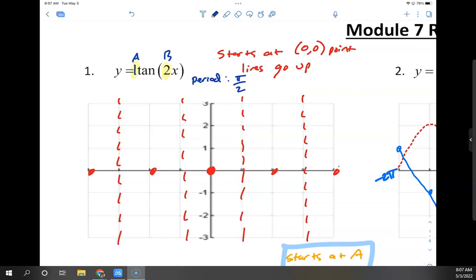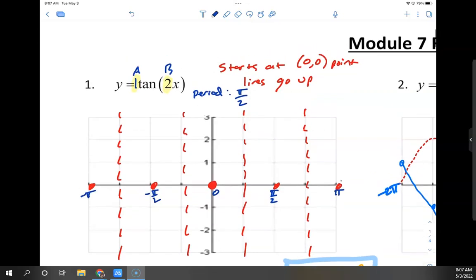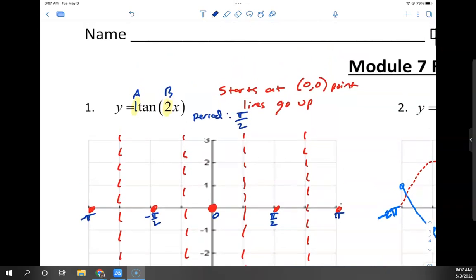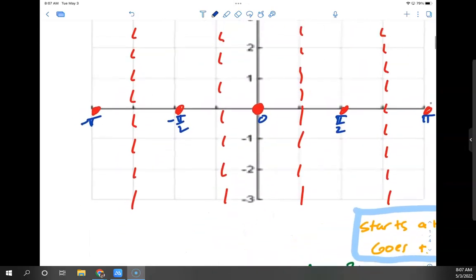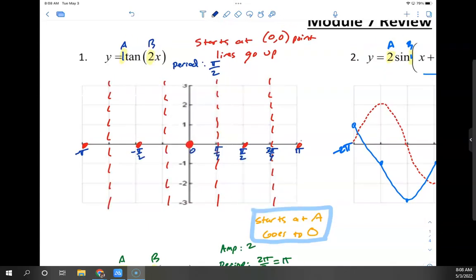So for example, if it starts at 0, the next point should be at pi over 2. The next point should be at pi. Same negatives on the other side. And then I look at this and I go, okay, cool. What's halfway between 0 and pi over 2? It's halfway in between those. Pi over 4. So then I just go pi over 4. So it's 1 pi over 4, 2 pi over 4, 3 pi over 4. Like that. I'm not going to do the other side. That's enough. Okay?